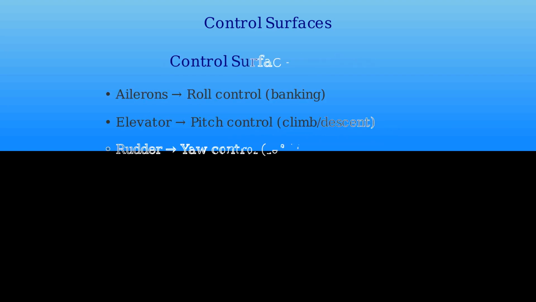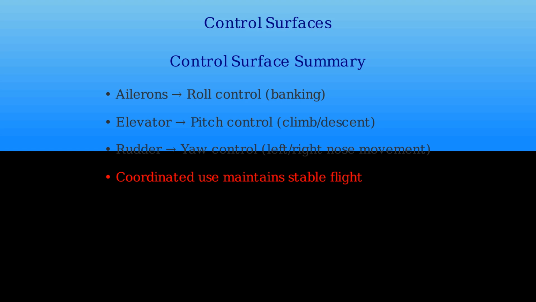To summarize, the primary control surfaces are ailerons for roll control, elevator for pitch control, and rudder for yaw control. Their coordinated use allows pilots to maintain stable flight even through turbulence and changing conditions.